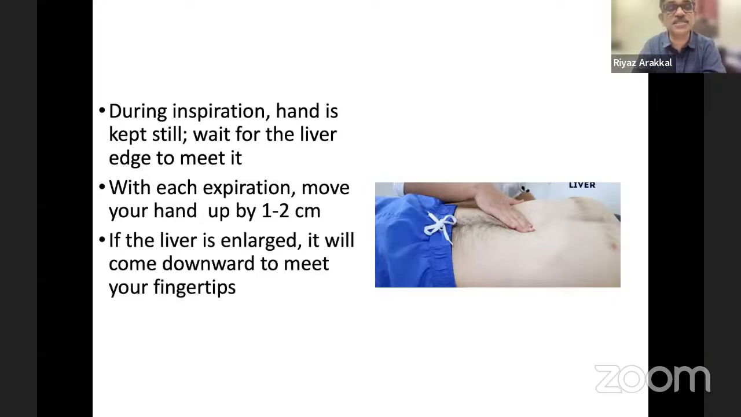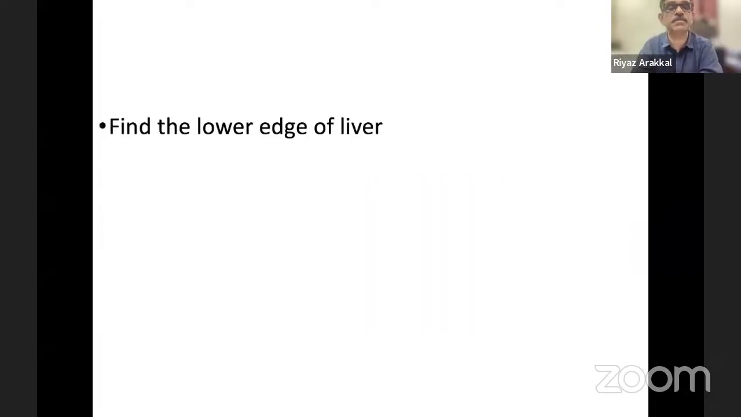If the liver is enlarged, the liver will come down to meet your fingertips. You don't have to go up to meet the liver. The liver will come down and meet your fingertips. Then you find the lower edge of the liver. Then what will you do next? How will you mark the lower edge of the liver?